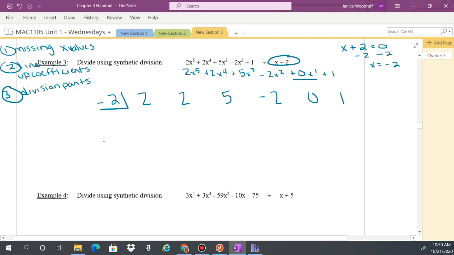I'm sorry, I didn't hear you. It says division pants. It says line up coefficients.